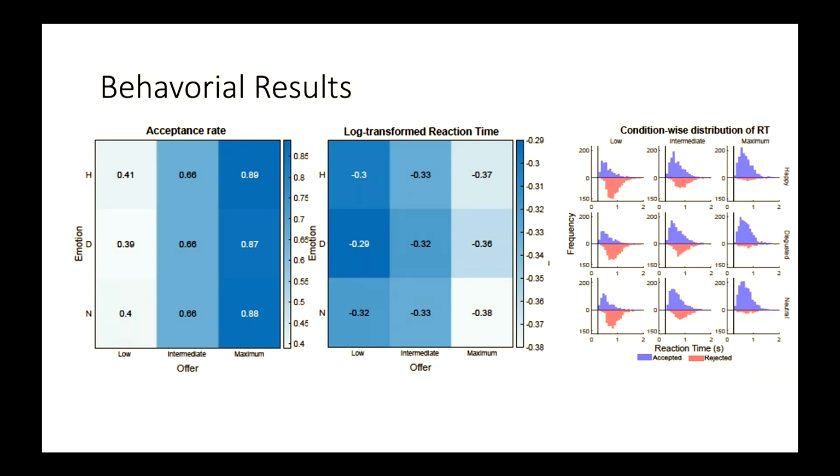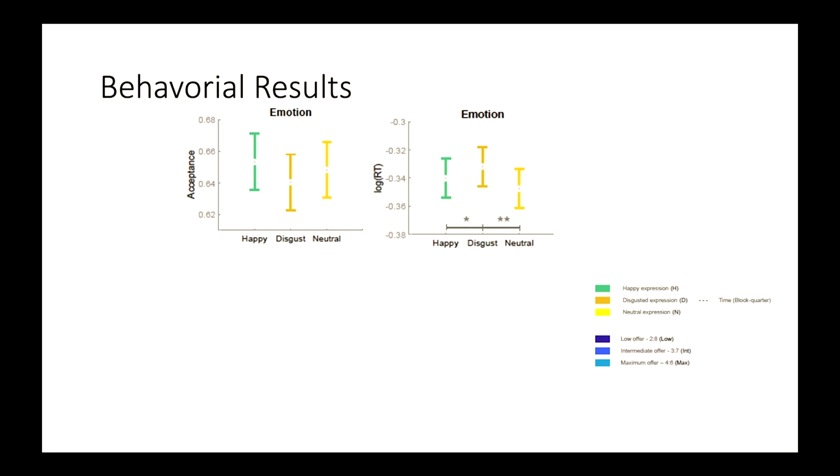Now let us do some statistics and see exactly if that is the case, if they are just guided by offer. Here is the acceptance rate for these three emotions, and this is the corresponding reaction time, which is just the inverse. For the acceptance rate, it's not statistically significant at all. This is a 3/3 ANOVA. But in the reaction time, there seems to be some difference between happy and disgust and neutral. So there is something, but it does not show up in the final behavior.